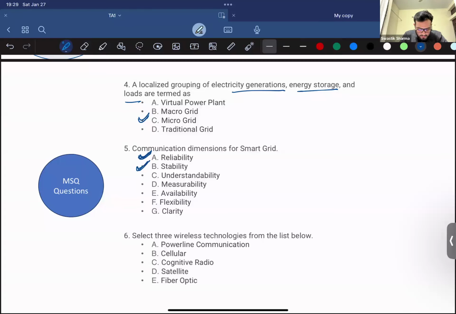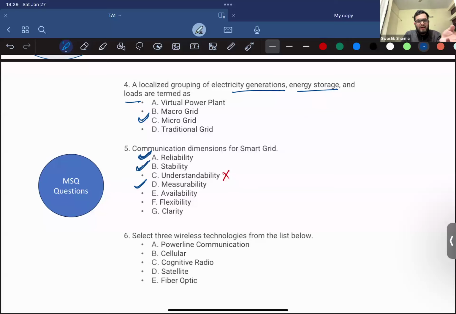Understandability. We don't need it to be understandable, right? It's the measurements that we want. Understandability is not a property of communication infrastructure. Measurability, yes. If we are not able to measure the different communication infrastructures, how would we know which one to establish where?